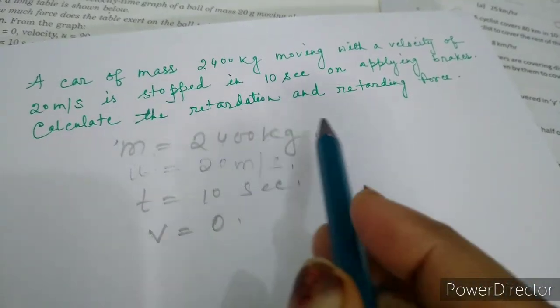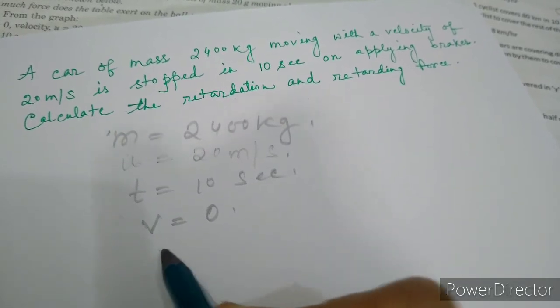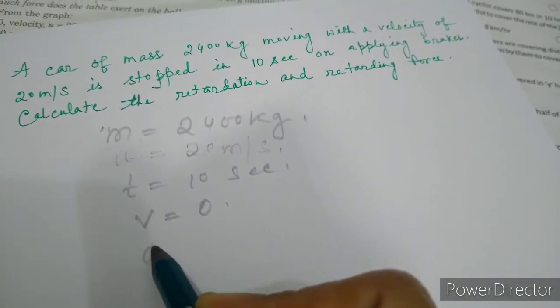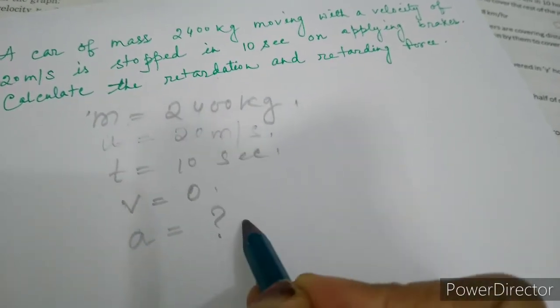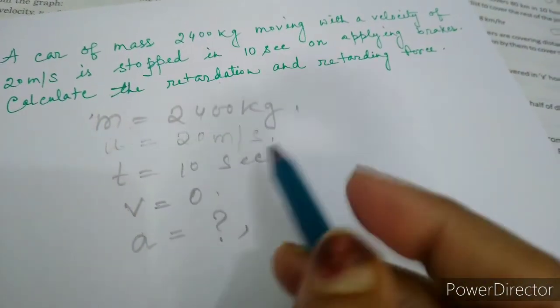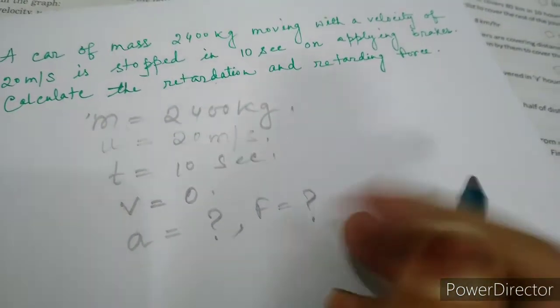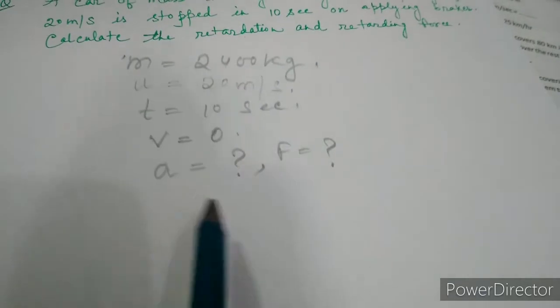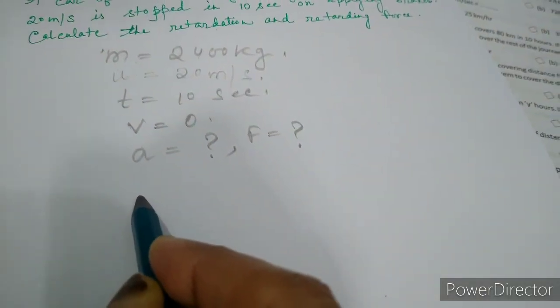So calculate the retardation and the retarding force. So you have to calculate the retardation. Retardation means it is the opposite of the acceleration. So you can write down a is equals to what? And also retarding force means F is equals to what? That also you have to find. Okay. So all these data you have got. Now very easily you can solve it.